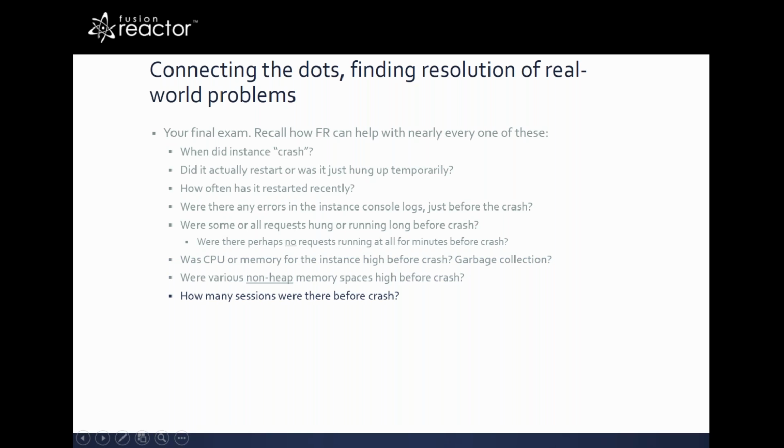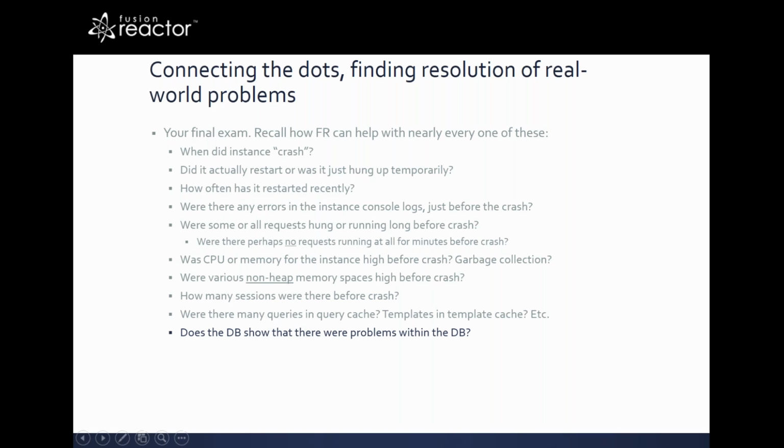I talked about how you could see sessions. Where there are a lot of sessions, maybe you normally have 1,000 sessions, and before the crash you had 10,000. Why were there 10 times more sessions prior to the crash? That might be a clue. How many queries were in the query cache or templates in the template cache for those of you on ColdFusion? There might be a clue from that.